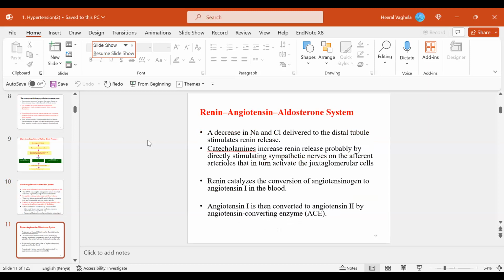And what it also does, aldosterone is also released, which decreases sodium and chloride excretion. So we know that if more sodium and chloride is reabsorbed in the distal tubule because of the aldosterone, then even water will move into your blood vessels because of the osmotic effect. This increases your blood volume, which therefore increases your blood pressure.